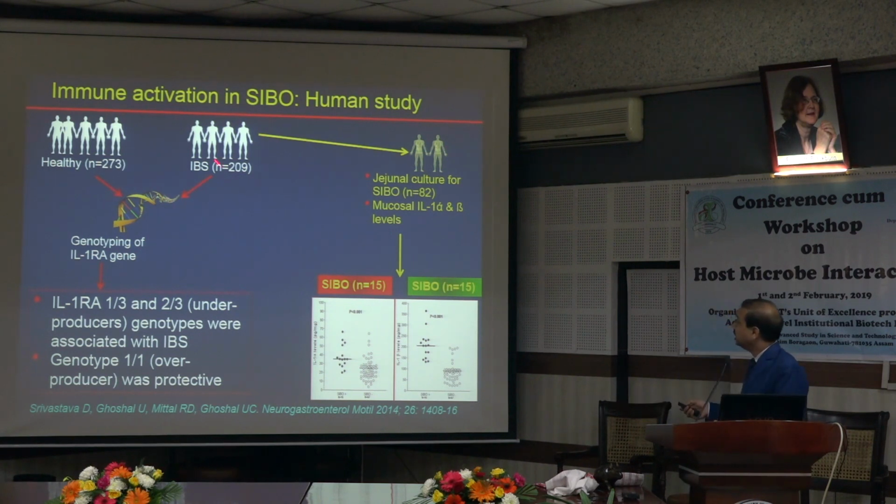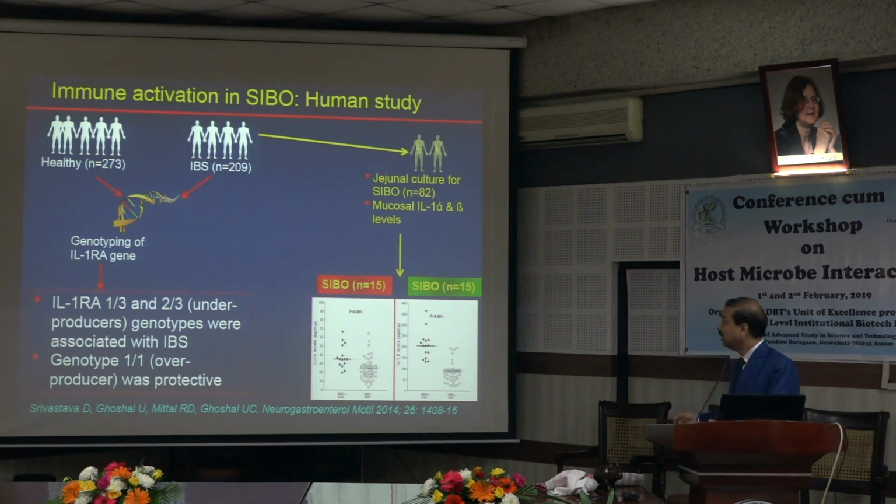I'll show you an example. This is a disease called irritable bowel syndrome. We took 209 such patients and 273 healthy people, and we did genotyping of the interleukin-1 RA gene. Interleukin-1 is a pro-inflammatory cytokine. Wherever there is interleukin-1, there will be inflammation, because it occupies a receptor and does signal transduction. Because there is a receptor, there is a receptor antagonist. If that antagonist is occupying the receptor, though interleukin-1 is liberated, it can't cause inflammation.